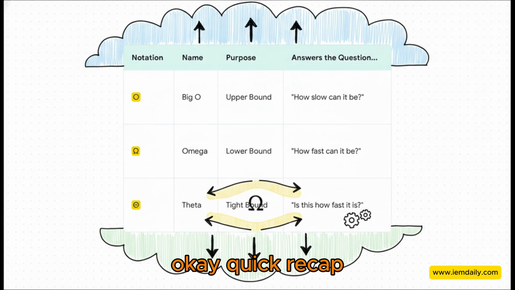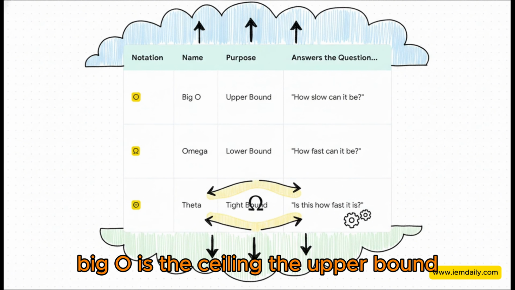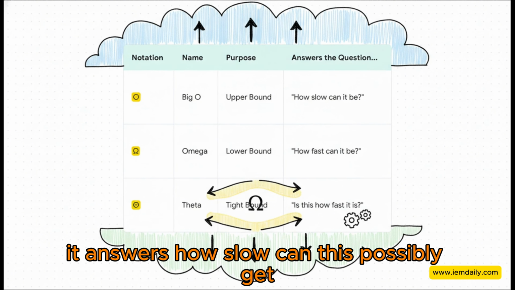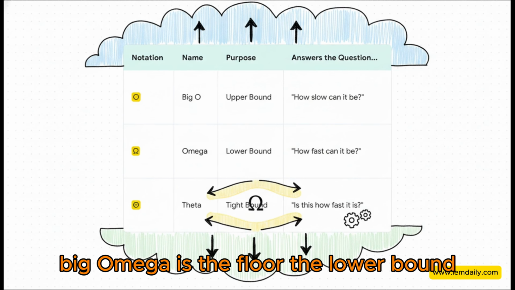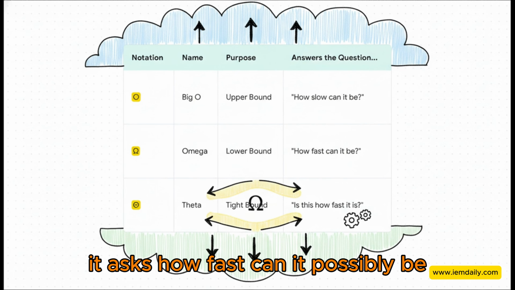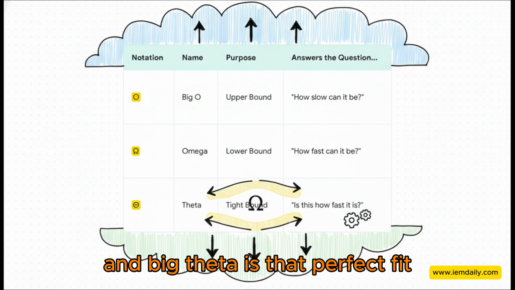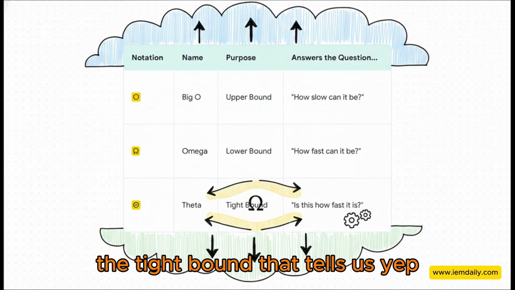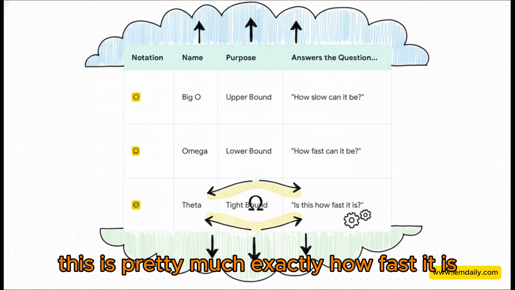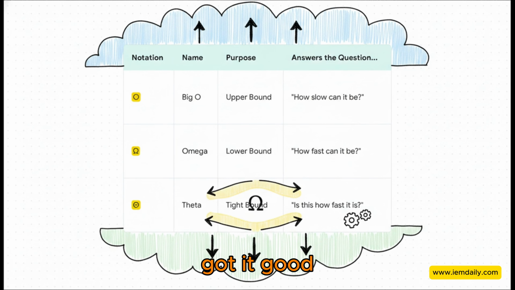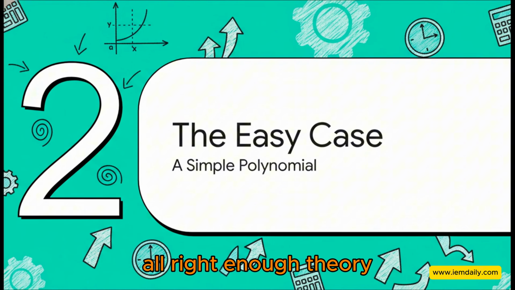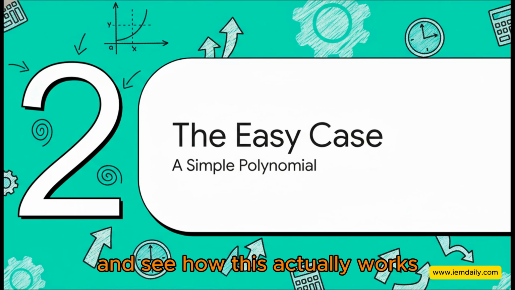Okay, quick recap. Big O is the ceiling, the upper bound. It answers, how slow can this possibly get? Big Omega is the floor, the lower bound. It asks, how fast can it possibly be? And Big Theta is that perfect fit, the tight bound that tells us, yep, this is pretty much exactly how fast it is. Got it? Good. All right, enough theory. Let's get our hands dirty and see how this actually works.